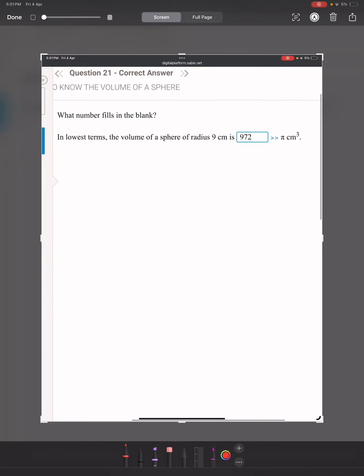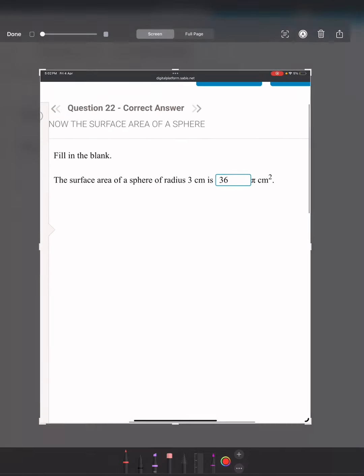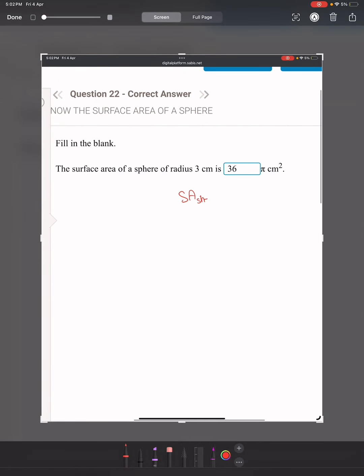Volume of a sphere is 4/3 pi r cubed. So that's going to be 4 over 3 pi r, which is 9 cubed. Multiply 4 over 3 by 9 cubed. You get 972. So the answer is 972 pi. Surface area of a sphere is 4 pi r squared. So 4 times r squared, which is 3. 3 squared is 9. So 9 times 4 pi. This is 36 pi.